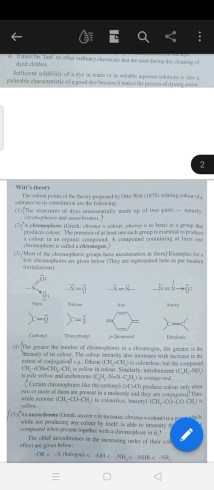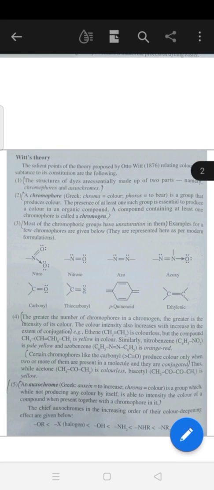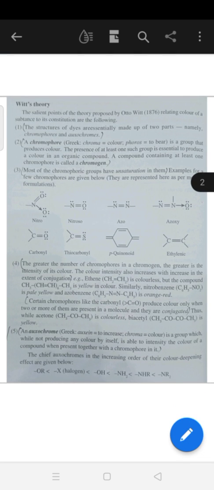Salient features. The structures of dyes are essentially made up of two parts, namely chromophores and oxochromes. A chromophore is a group that produces color. The presence of at least one such group is essential to produce a color in an organic compound. A compound containing at least one chromophore is called a chromogen. Most of the chromophoric groups have unsaturation in them. Examples for a few chromophores are given below: nitro, nitroso, azo, azoxy, carbonyl, thiocarbonyl, p-quinonoid, ethylenic groups.